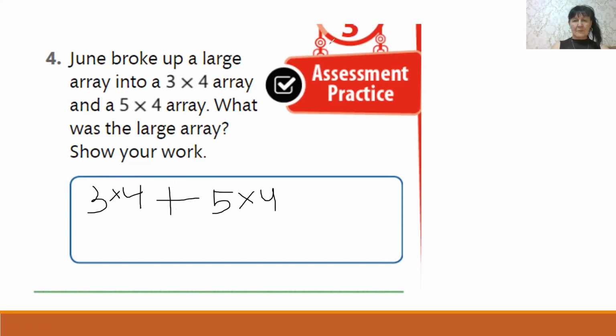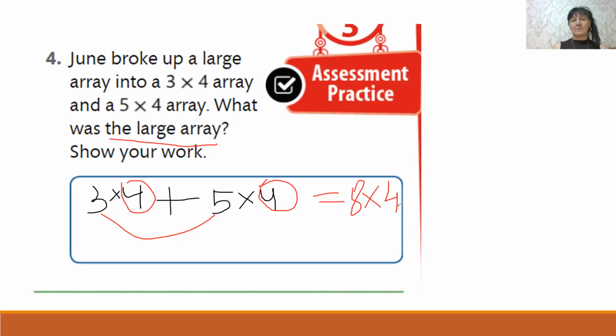Now again, the same factor at the same place is 4. And these 2 you add, so 3 plus 5 equals 8, times 4. The 4 is the same factor, you just leave it. So this is the large array. The large array is 8 times 4. That's it.